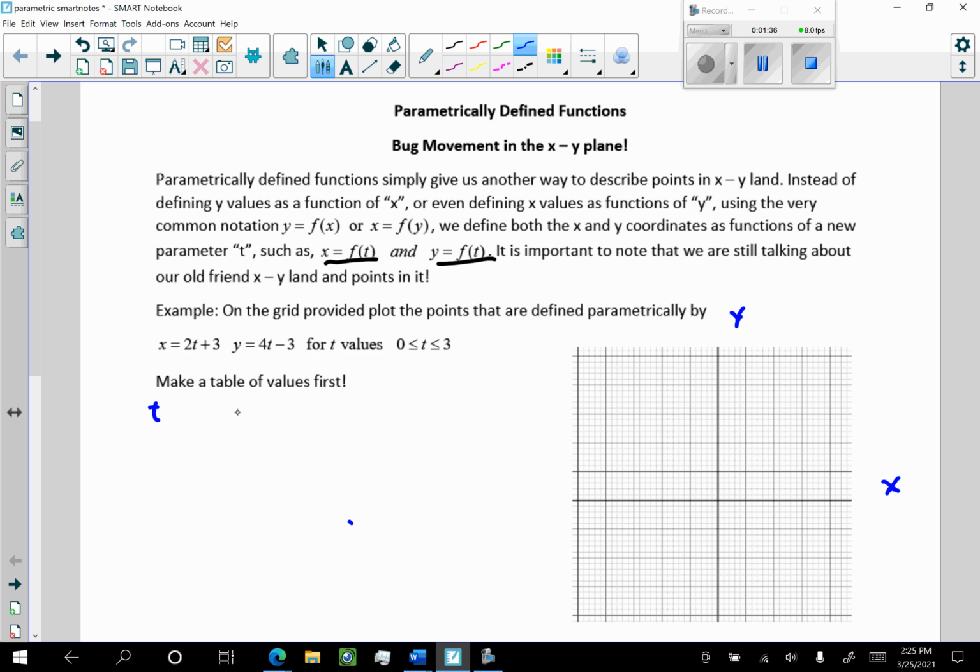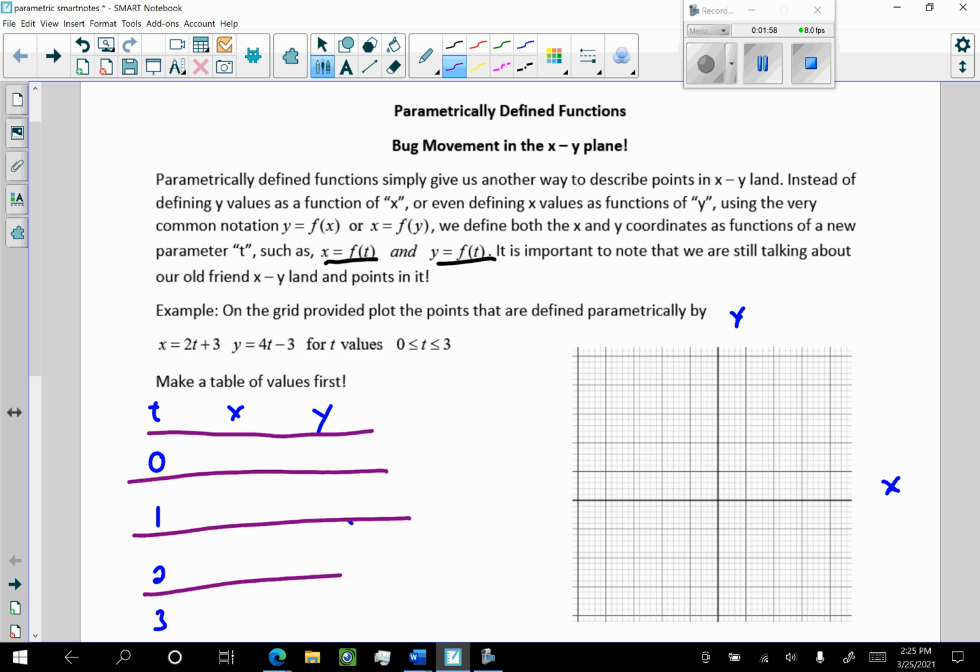I'm going to go t values, x values, y values, and my t's will range from, and I'm going to use integer values of t. You don't have to, but it's going to make for best discussion. So I'm going to do 0, 1, 2, and 3. And what I want to do now is find the x and y point for each of these t values here. Okay, you can do this with your calculator or however you want to do this, but I have the points defined already.